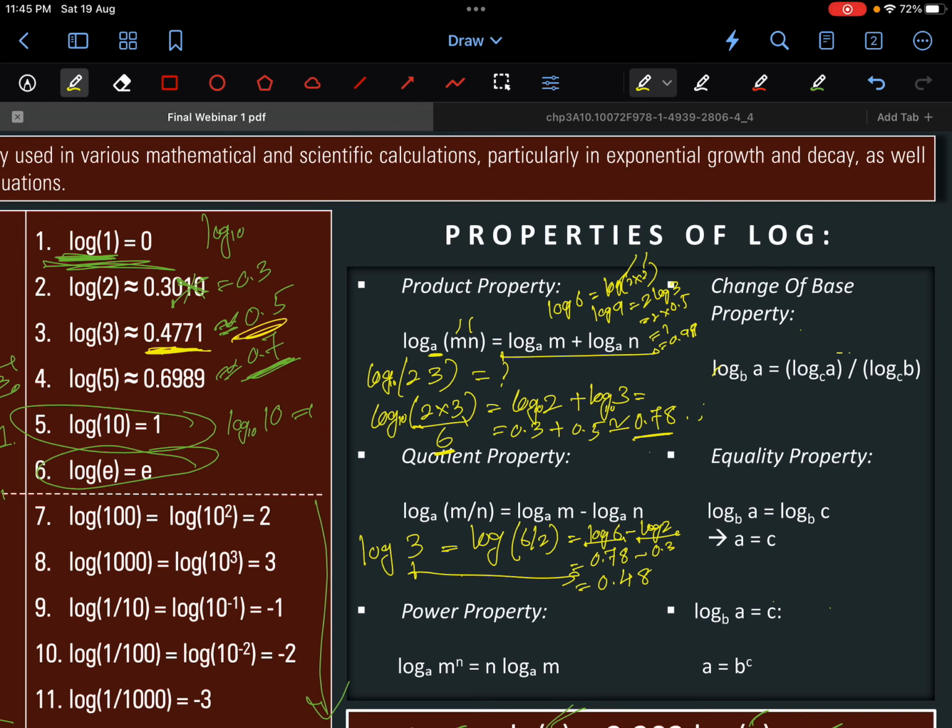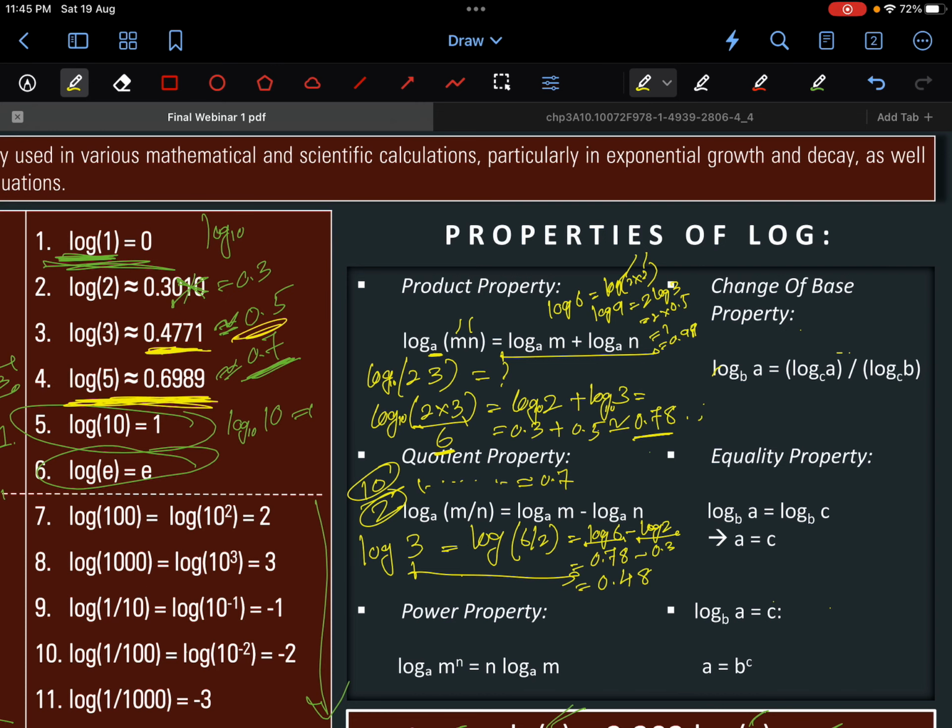So you can find log of anything like this. What will be the value of log 5? Log 5 you can write as log of 10 divided by 2, and log 10 is 1, log 2 is almost 0.3. So 1 minus 0.3, that is 0.7, right? Log 5 is almost 0.7, as we can see here also.